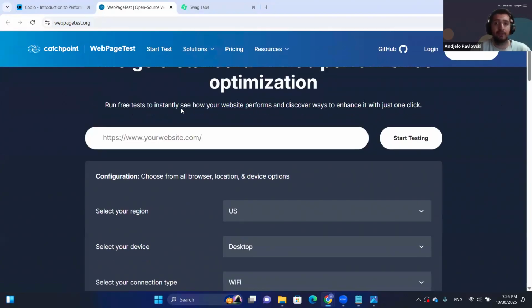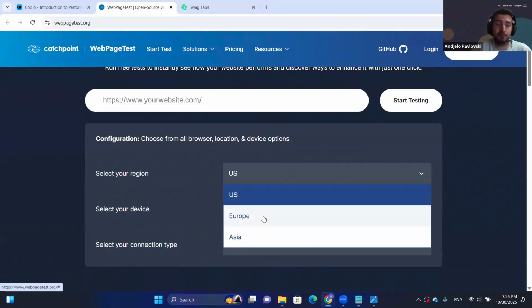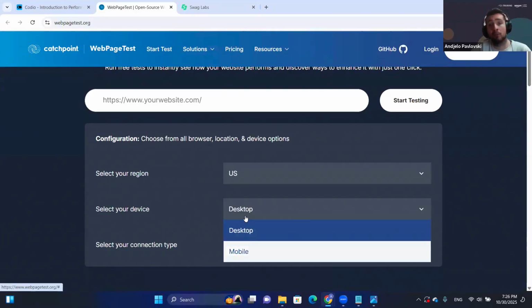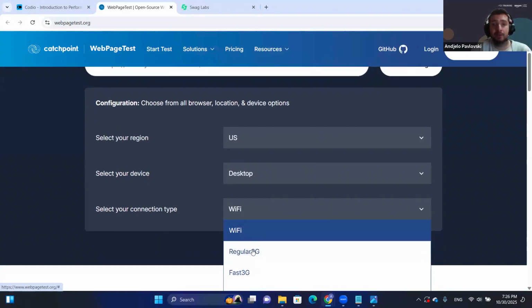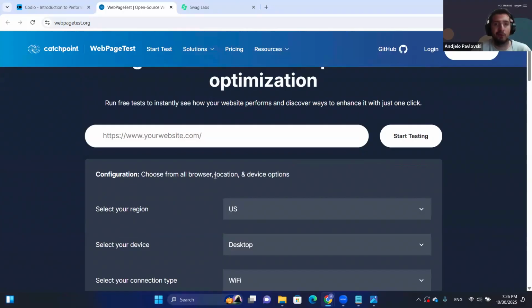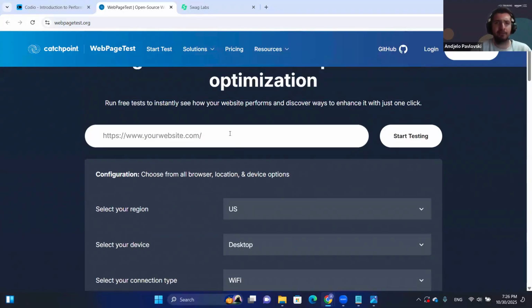What functionalities you can notice here are that we can select the region, which is US, Europe, or Asia. We can also select the device, whether that's a desktop or a mobile, and then the connection type, which is regular 3G, fast 3G, regular 4G, regular 5G. So we can do all these options. Then you have the place where you need to input your link, which will be example.com. I've played it a few times already, so it's already saved on my end. All you need to do once you've done this is click start testing.